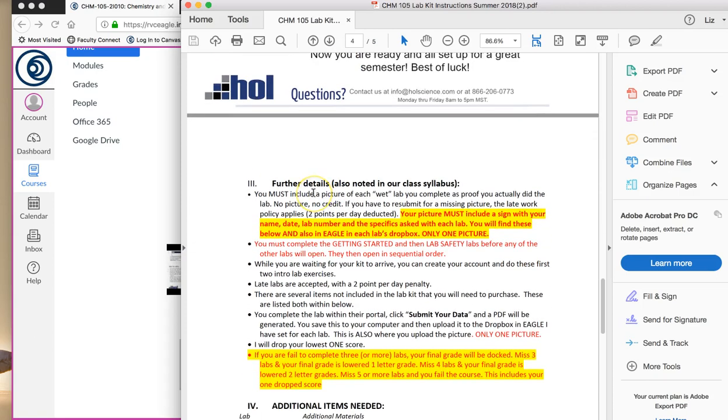All right. Every wet lab you do, which is after these first 2 labs, when you're actually using things from your kit and you're going to have outside items, you actually have to take a picture of something from the lab.